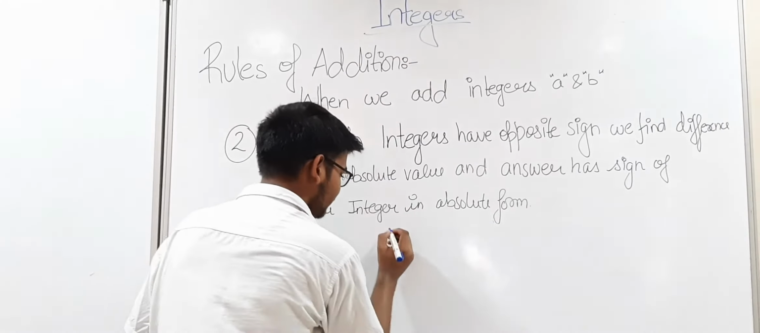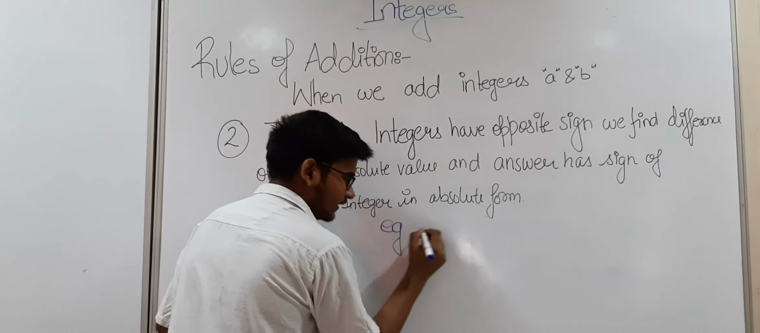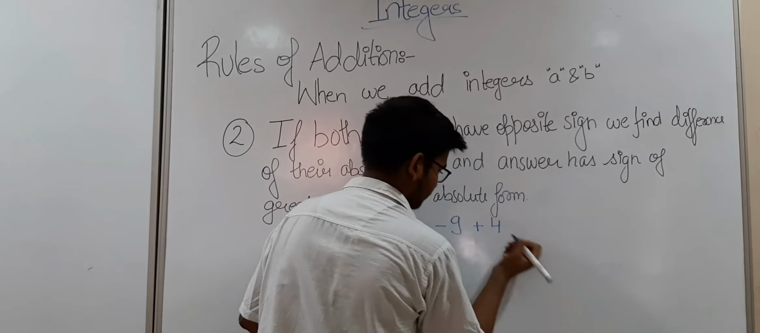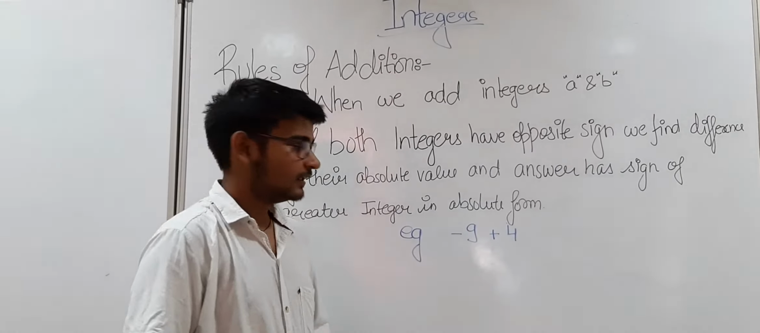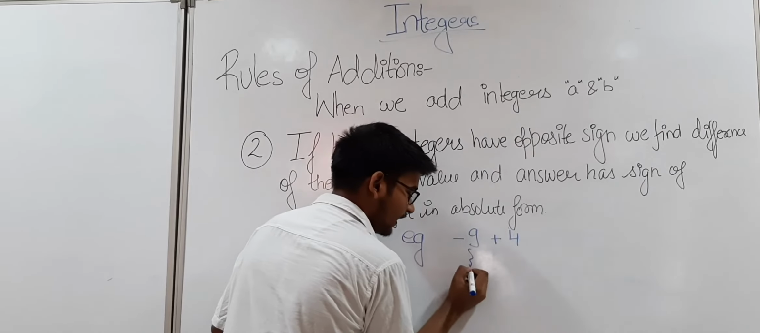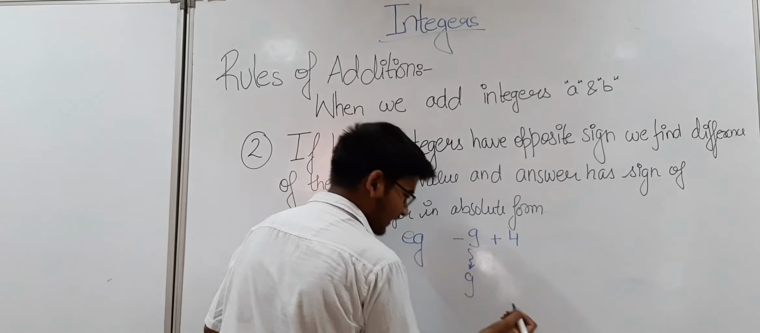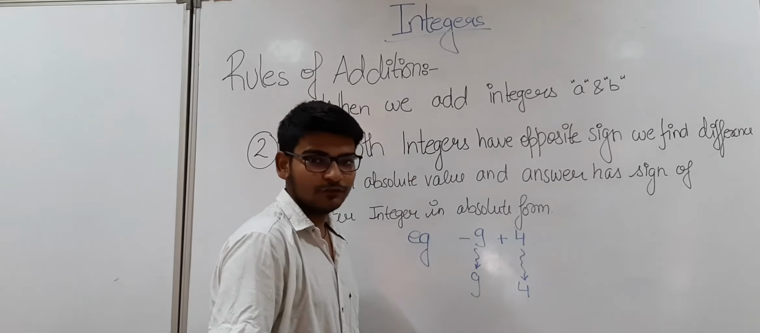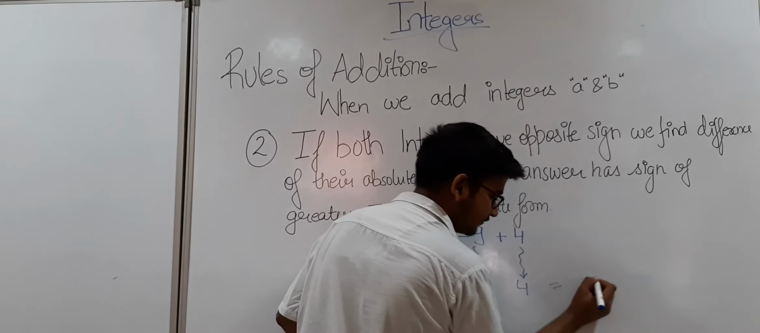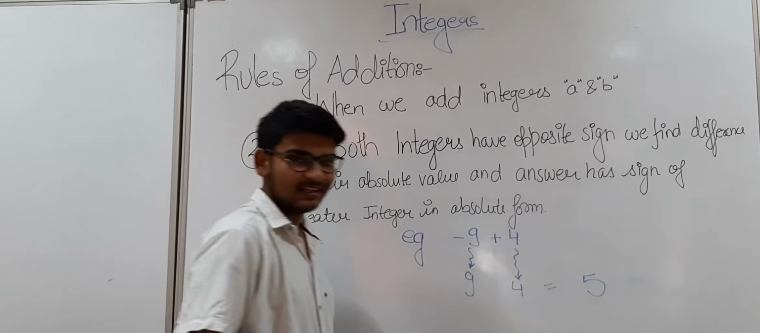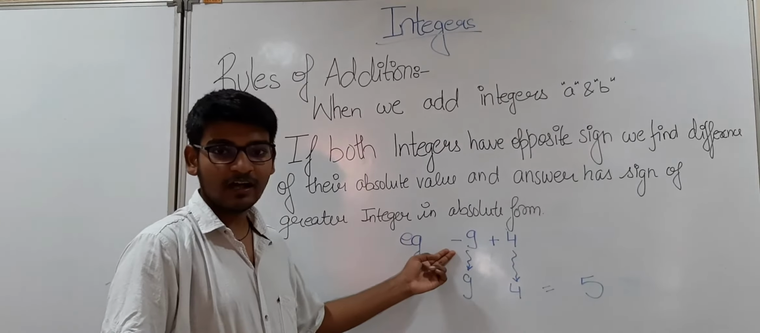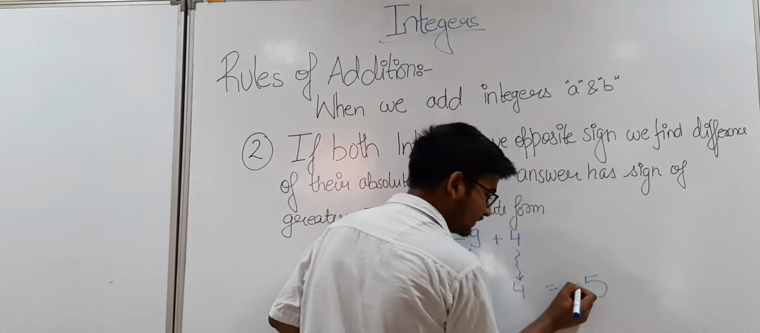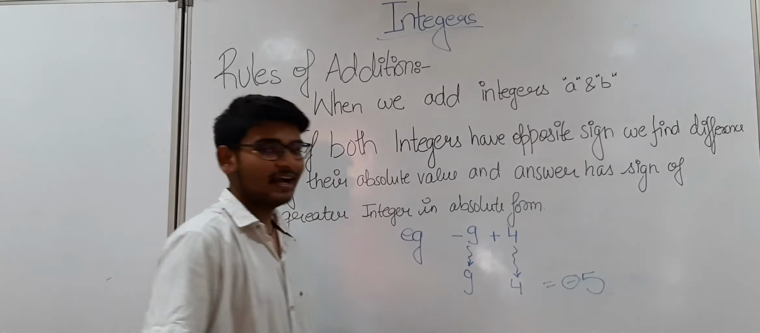So let us take one more example. That will be minus 9 plus 4. Here the absolute value of minus 9 is 9 and the absolute value of plus 4 is 4. So the difference comes out to be 5. Since the negative number has greater absolute value, the answer will be a negative integer, that will be minus 5.